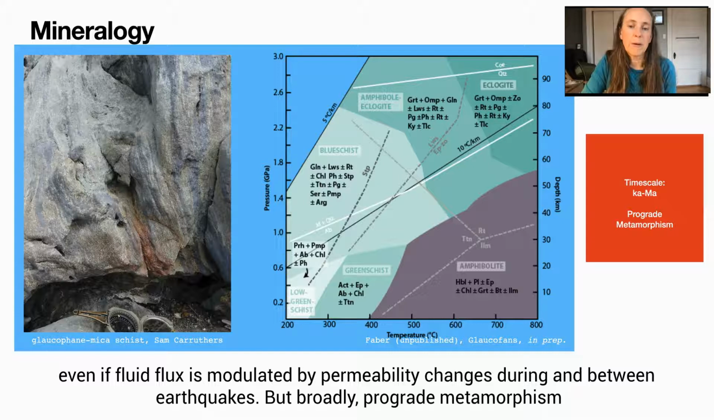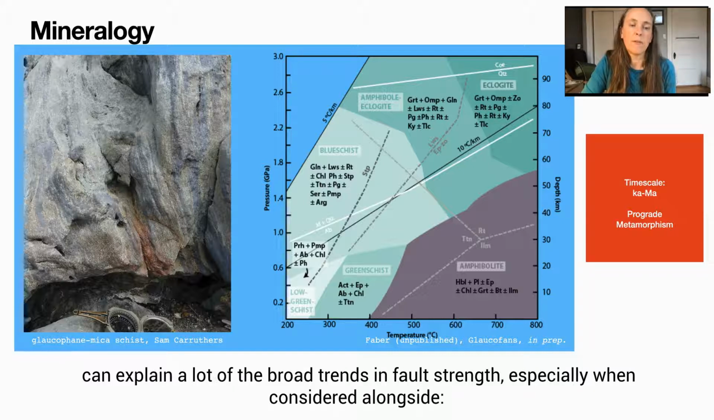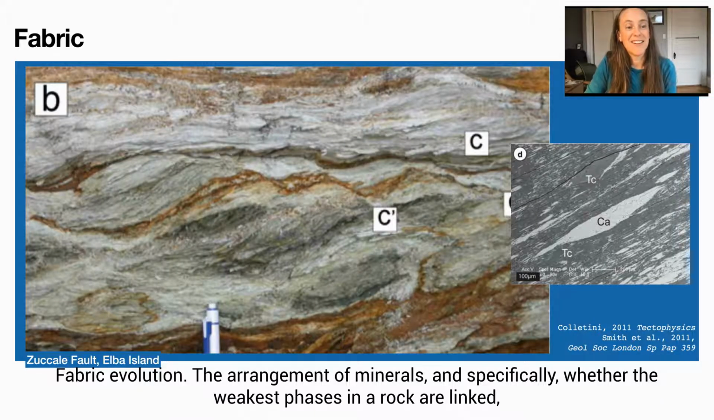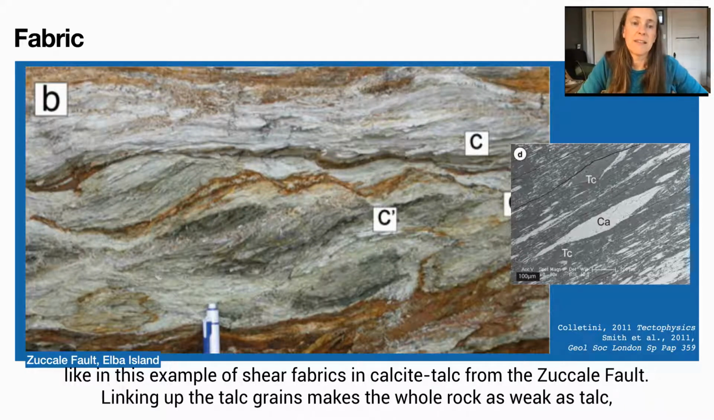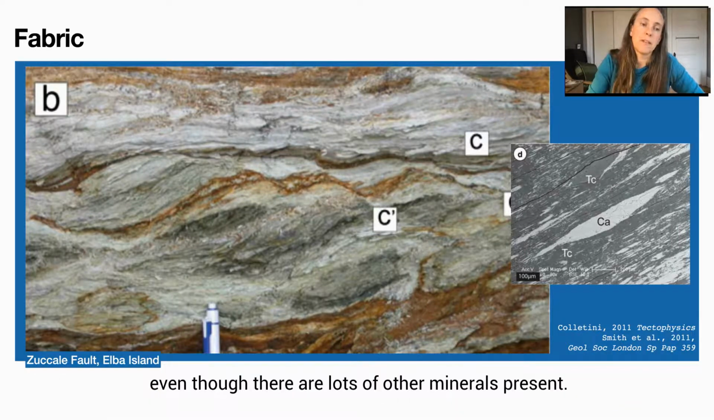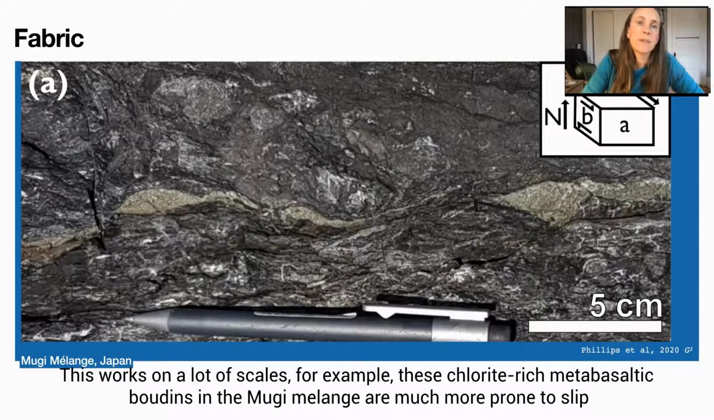But broadly, prograde metamorphism can explain a lot of the broad trends in fault strength, especially when considered alongside fabric evolution. The arrangement of minerals, specifically whether the weakest phases in a rock are linked, like in this example of shear fabrics and calcite-talc from the Scaly fault. Linking up the talc grains makes the whole rock as weak as talc, even though there are lots of other minerals present. This works on a lot of scales.